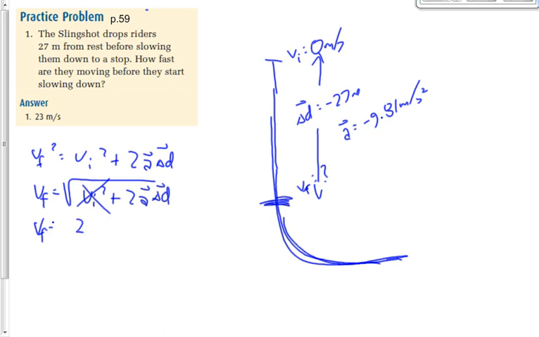It becomes the square root of 2 times negative 9.81, because that's the rate at which it accelerates. D is negative 27. And do all that math, it works out to be positive 23 meters per second.